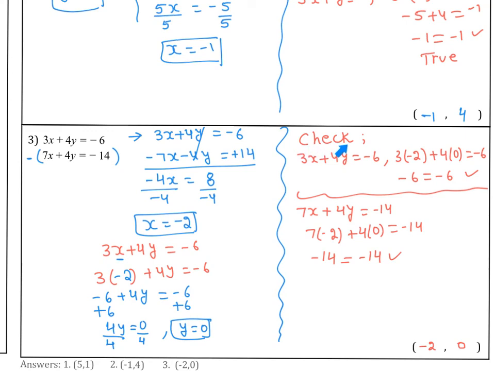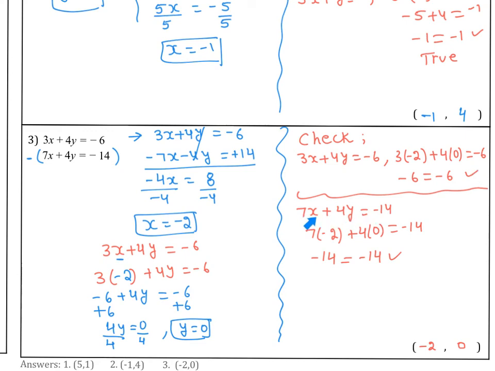For the checking part here, you're going to use the original equation 3x plus 4y equals negative 6 and use x and y as negative 2 and 0. 3 times negative 2 is negative 6. This becomes 0. Negative 6 is equal to negative 6, so it's true.